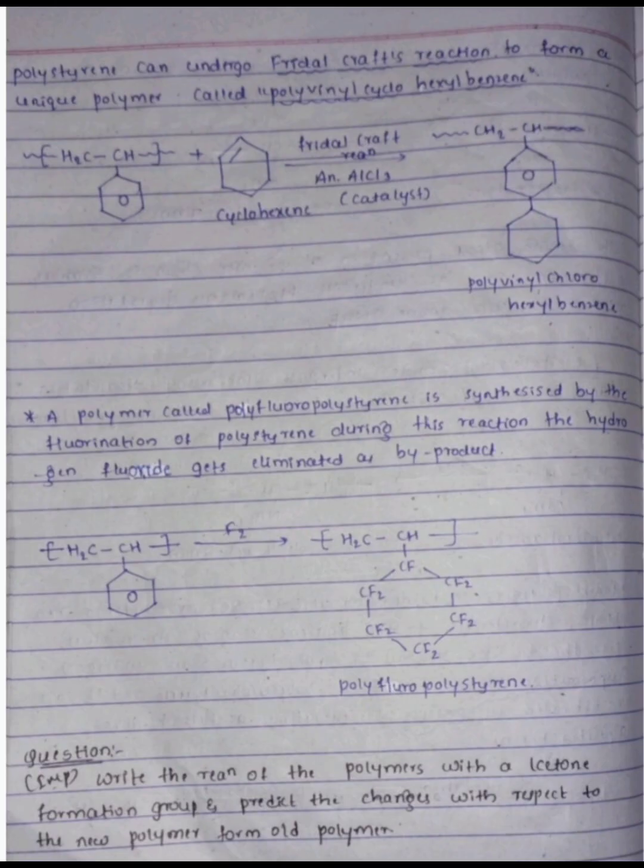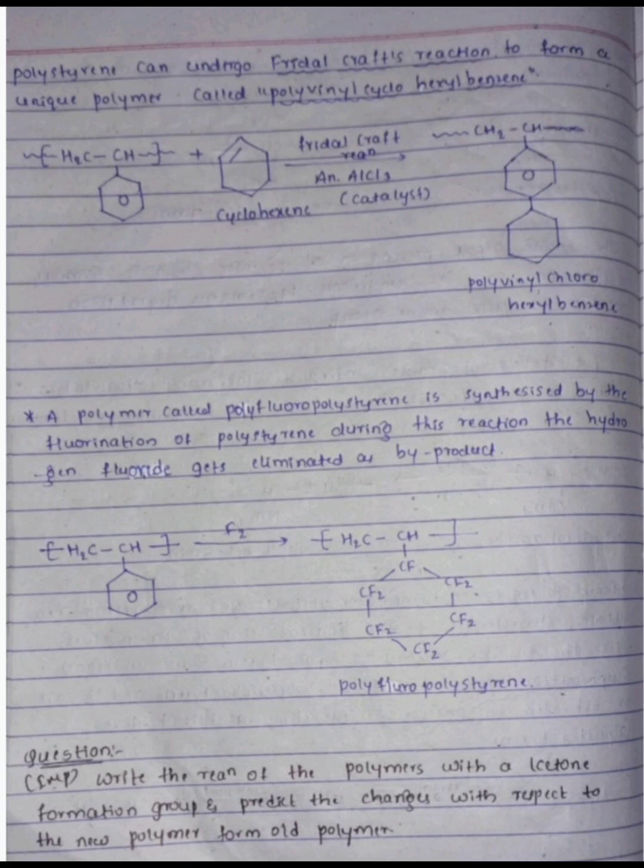Next, many polymers containing aromatic rings can undergo reactions characteristic of the benzene ring or aromatic nucleus. The benzene nucleus of polystyrene can undergo sulfonation reaction, and it can be nitrated in presence of nitrating mixture to give polynitrostyrene. Polystyrene can undergo Friedel-Crafts reaction to form a unique polymer called polyvinyl cyclohexylbenzene. The reaction is given below.